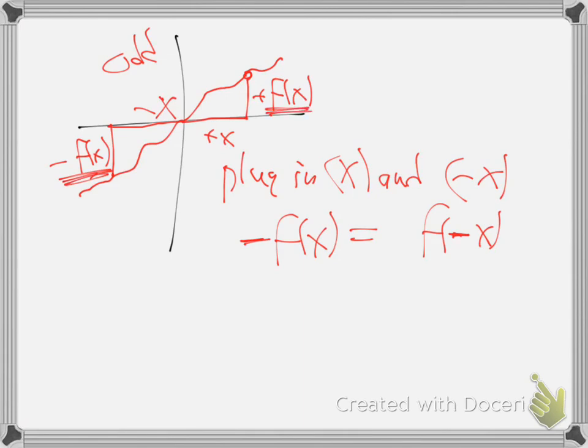Everybody with me on that? Or maybe I'm not saying that very clearly. This here, I didn't do that very well. This should be negative f of negative x, right? You're plugging in negative x, so negative f of negative x. It should be the opposite.